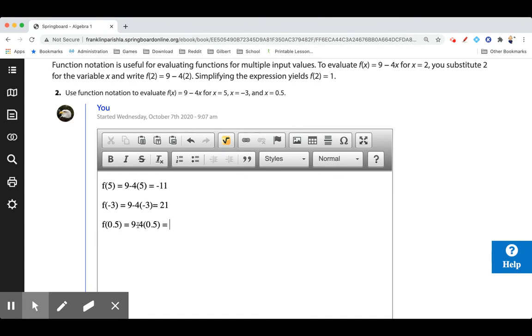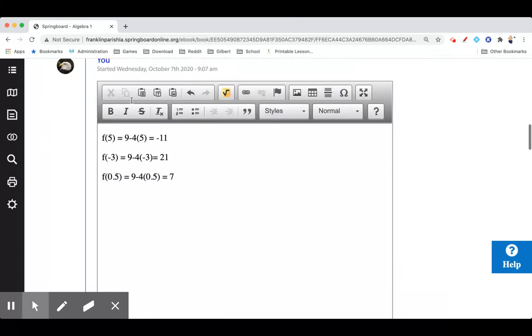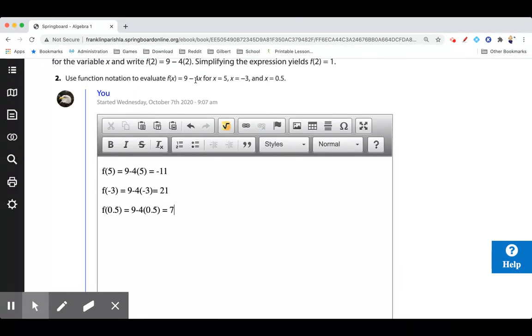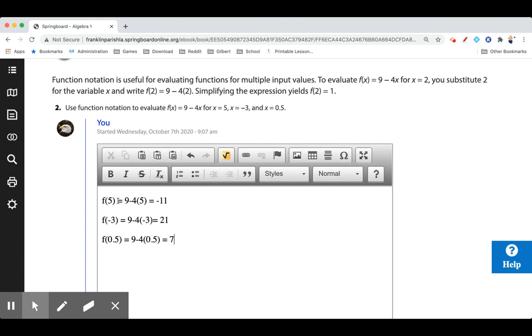Half of 4 is 2, 9 minus 2 is 7. And there we go. All we're doing is replacing x with the number they tell us to, just like we've done multiple times before. And we're putting it in our function notation form so that we can show our different ones and what the answers would be. All of these are named f because they all follow the same basic equation, 9 minus 4x. So these are all functions of that expression.